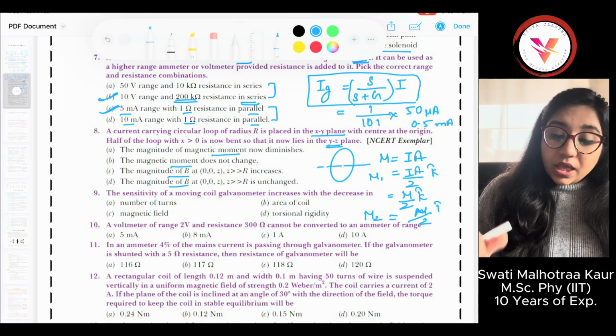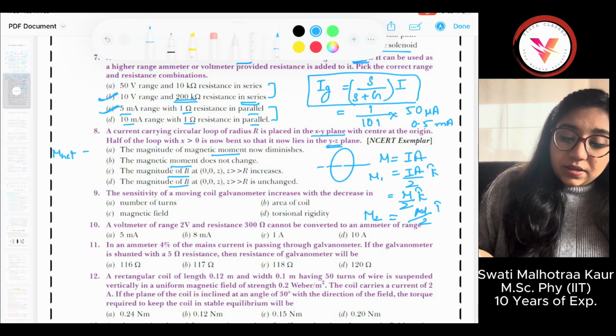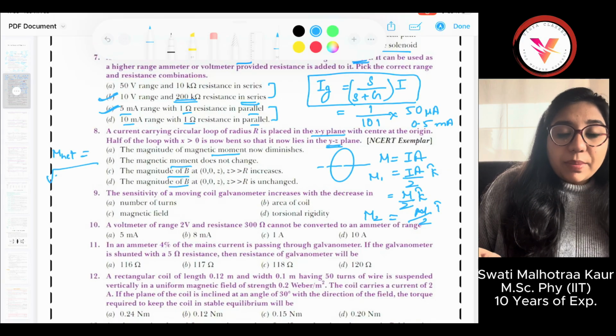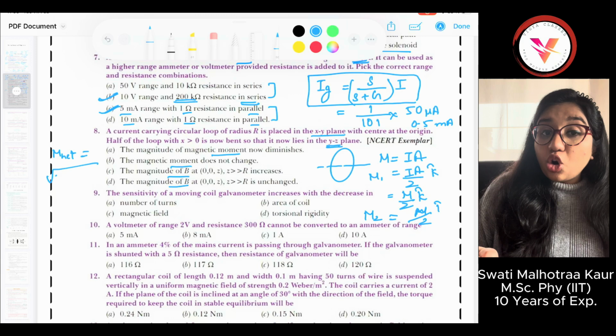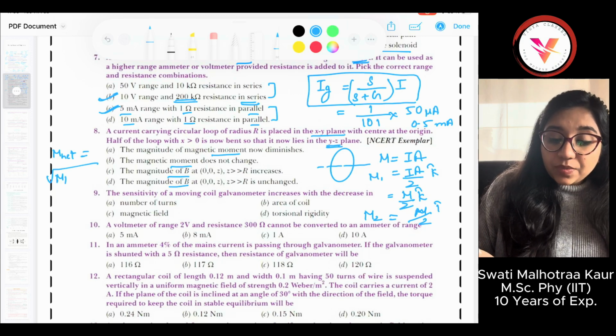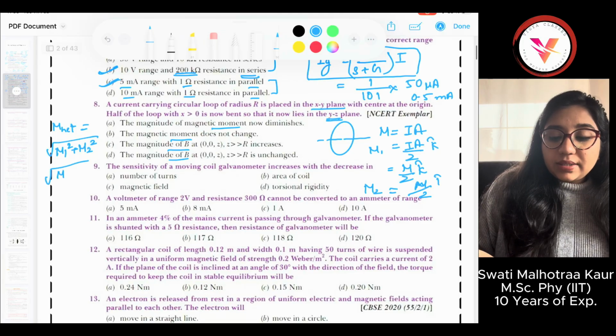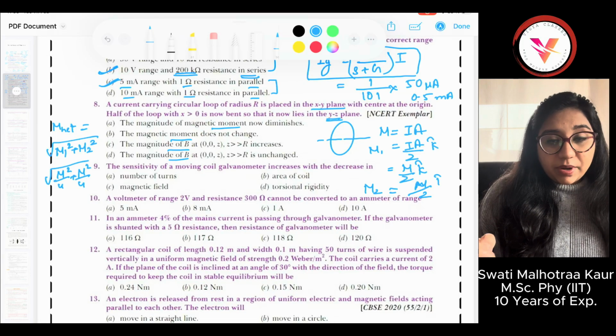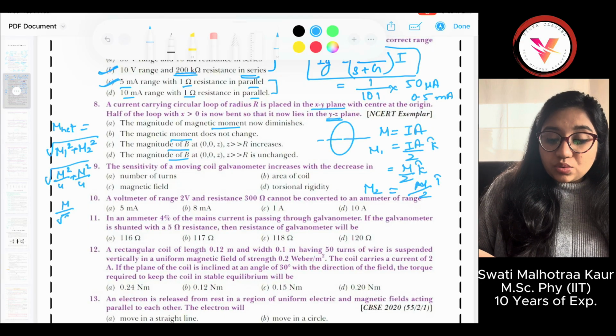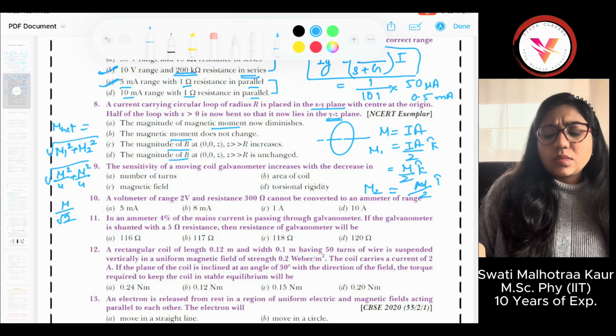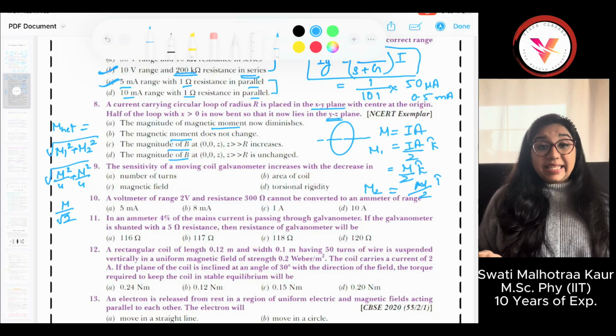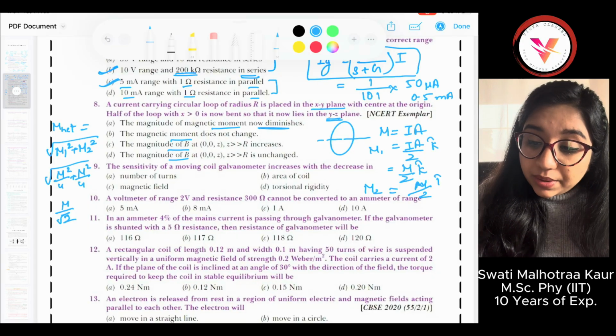So if we take the M net, then it would be M1 square plus M2 square plus 2 M1 M2 cos theta. Cos 90 degrees is zero, so it reduces to only M1 square plus M2 square. That is M square by 4 plus M square by 4, which is 2M square by 4, that is M by root 2. So M by root 2, that means it decreases. So the magnetic moment now diminishes.